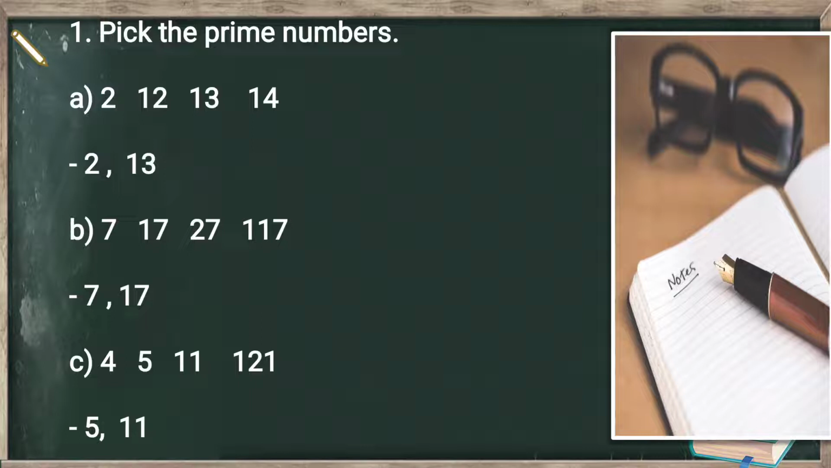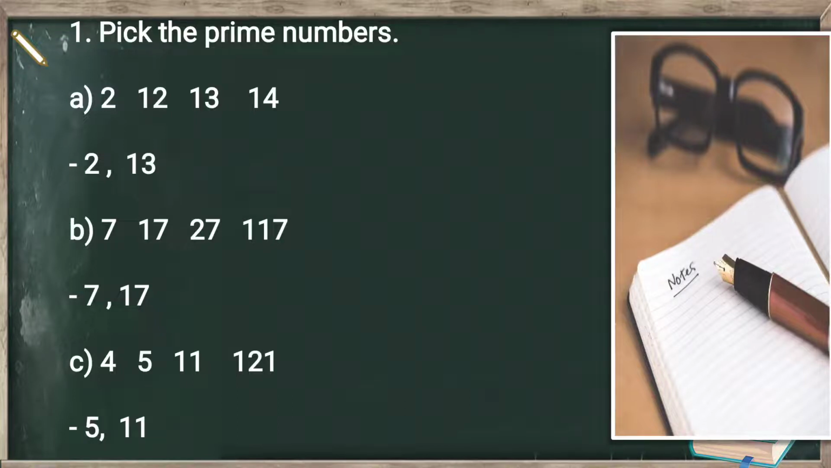In A part the numbers given are 2, 12, 13 and 14. When we see 2, 2 is divisible by itself and 1. So, 2 is a prime number. 12 is divisible by other numbers also, so this is not a prime number. 13 is a prime number because it is divisible by itself and 1. 14 is divisible by other numbers, so that's why it is not a prime number. So, here the prime numbers are 2 and 13.